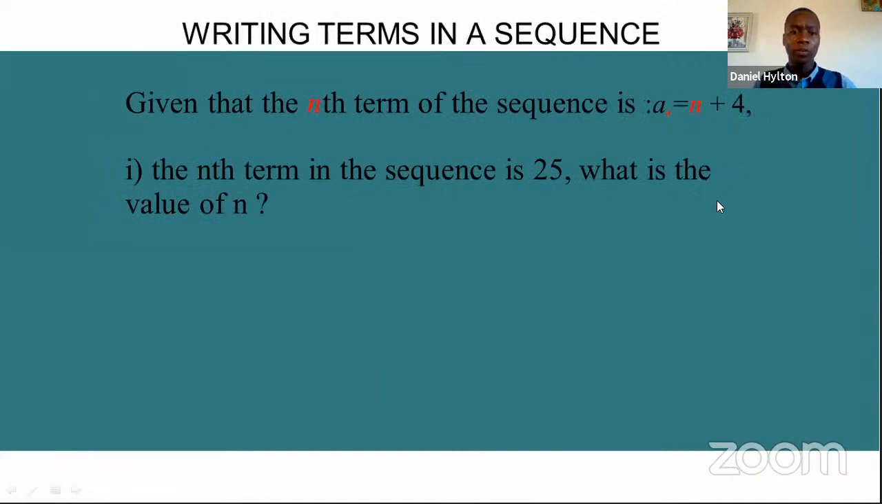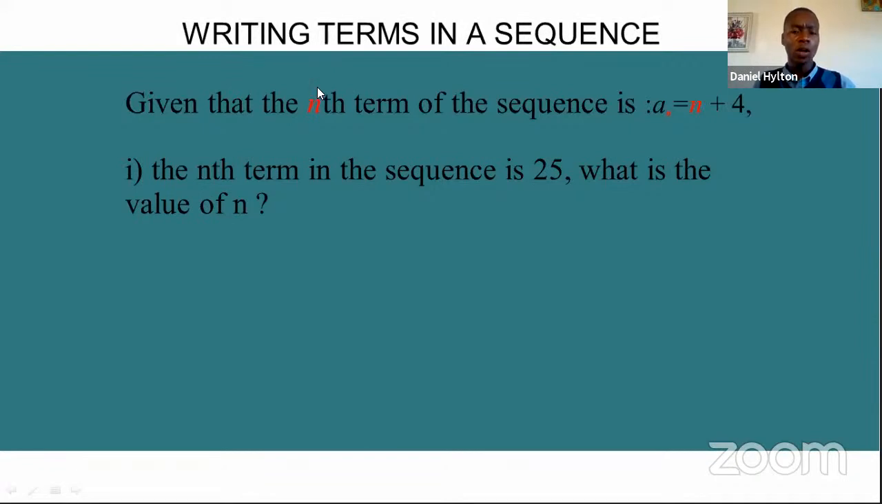Given that the nth term in a sequence, a sub n, is equal to n plus 4. The nth term in the sequence is 25. What is the value of n? So what term in the sequence is 25? We're seeing the response coming in the chat. We're seeing 21 coming up fast and furious. You guys are on fire.